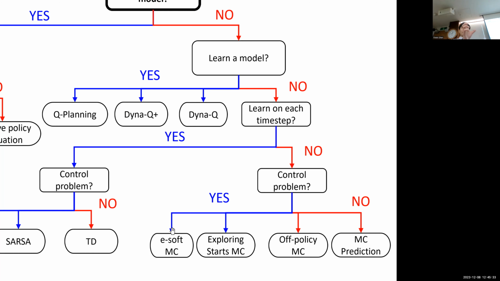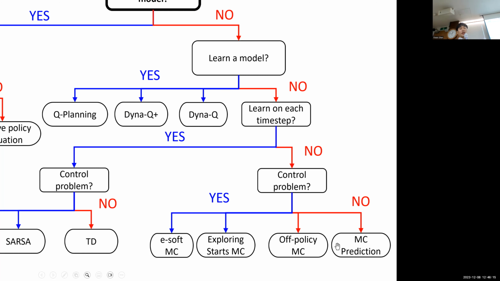We give each non-greedy action epsilon divided by the number of non-greedy actions. For the greedy action, we use 1 minus epsilon divided by the number of non-greedy actions. On the right-hand side, if it's not a control problem, it just comes to the standard MC prediction approach. We update the state value after each episode.